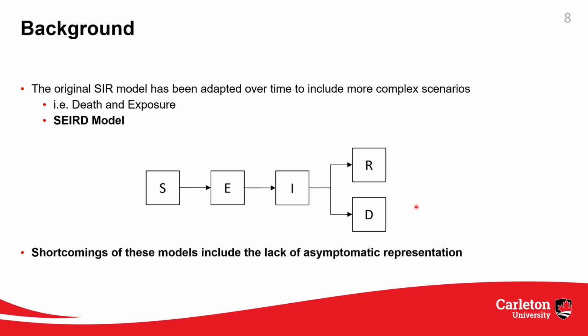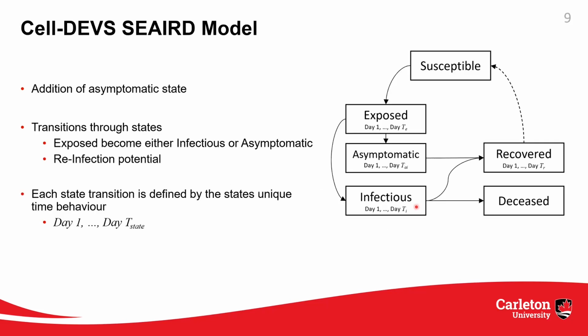Some of the shortcomings of these models, though, is they lack asymptomatic representation. And as I mentioned earlier, asymptomatic representation needs to be considered, as these people are still spreading the disease even though they don't know. And that is where the SEAIRD model we are presenting comes in.